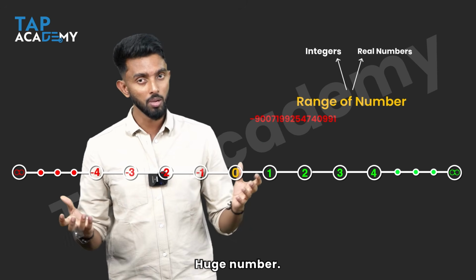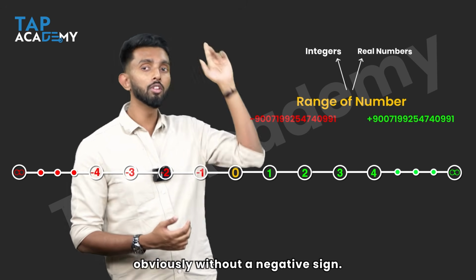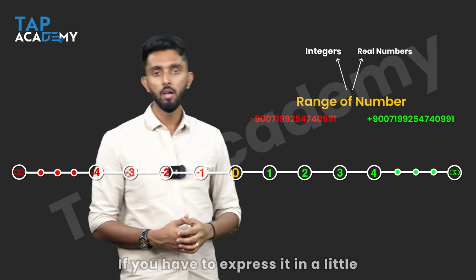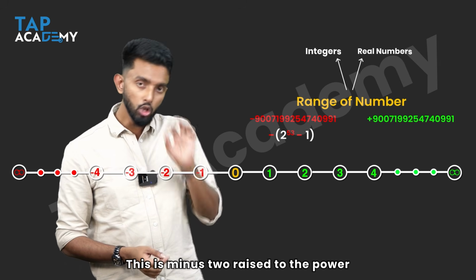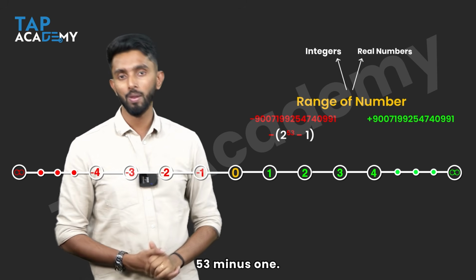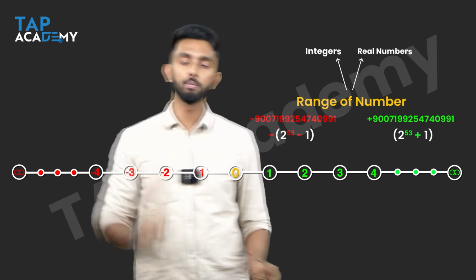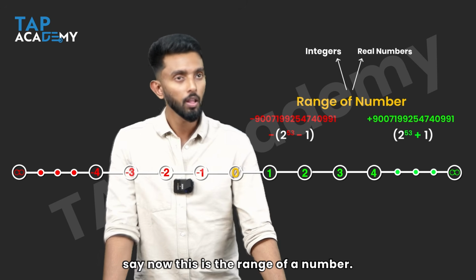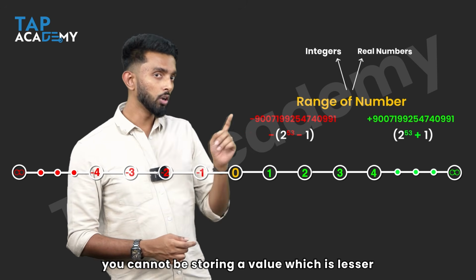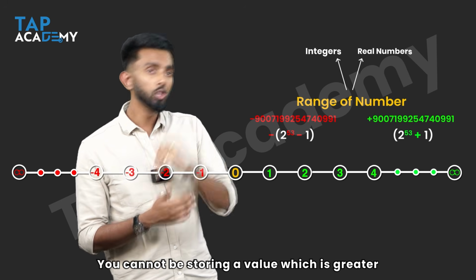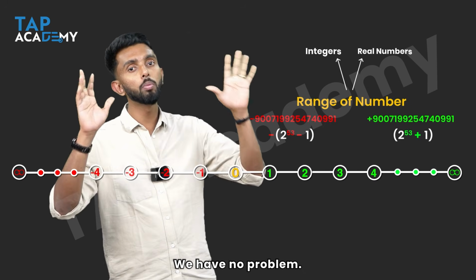Right? Huge number. On the positive side, it is the same number, obviously without a negative sign. If you have to express it in a more readable format, this is minus 2 raised to the power 53 minus 1. On the other side, it is 2 raised to the power 53 plus 1. Understood what I'm trying to say? Now, this is the range of a number. Basically, what this is trying to say is, you cannot store a value which is lesser than this, and you cannot store a value which is greater than this. In between, any value you store, we have no problem.